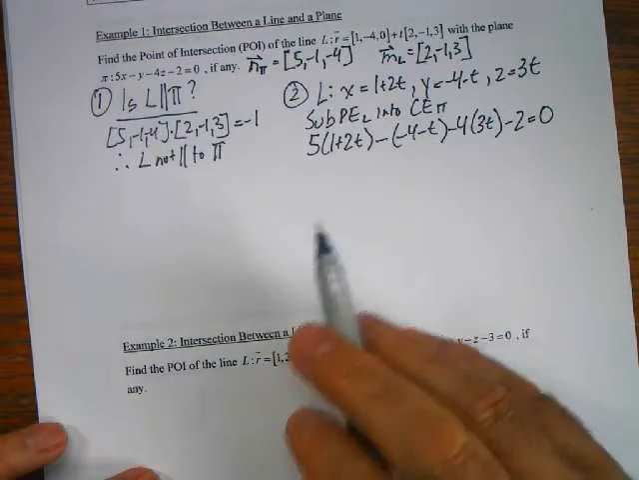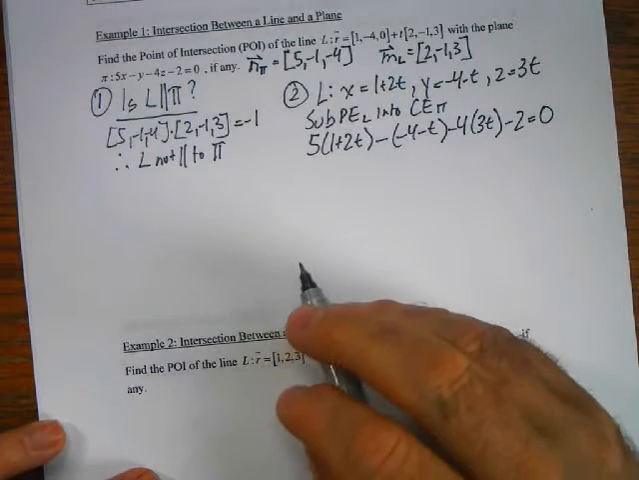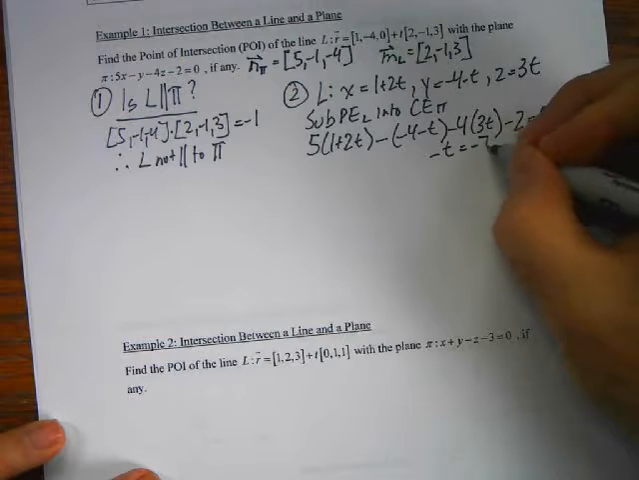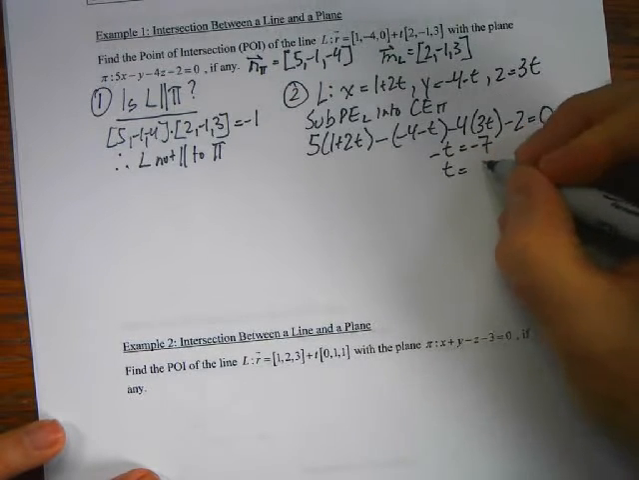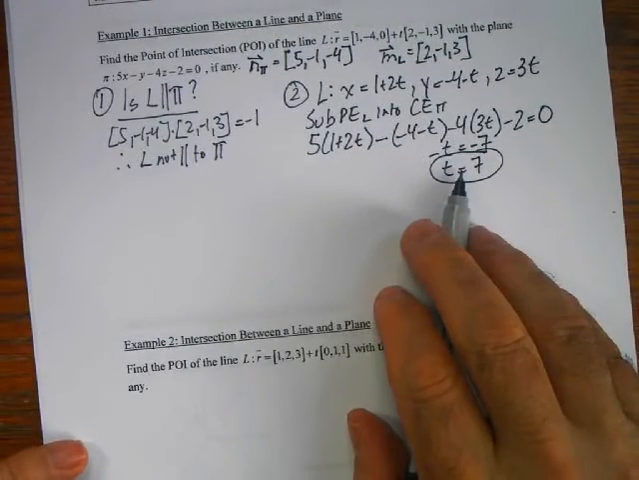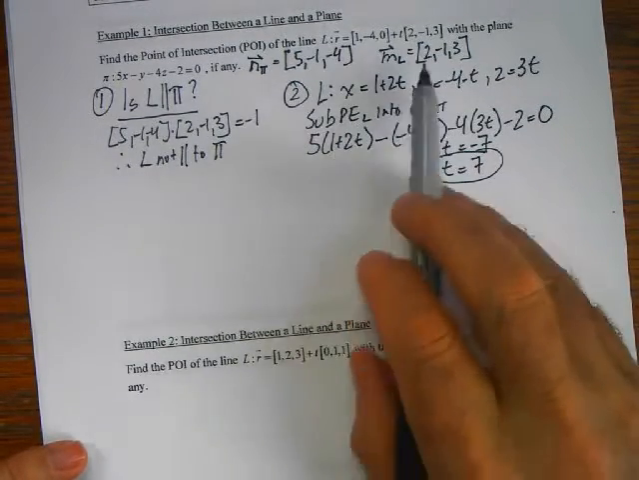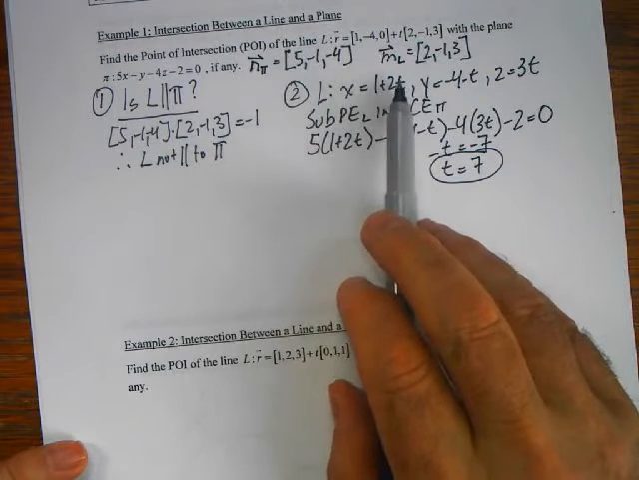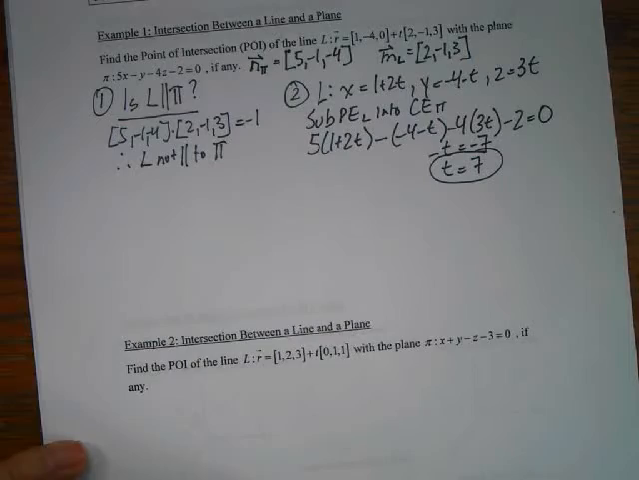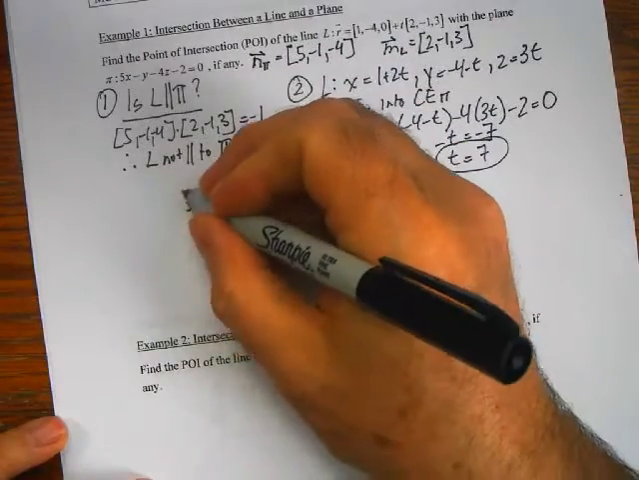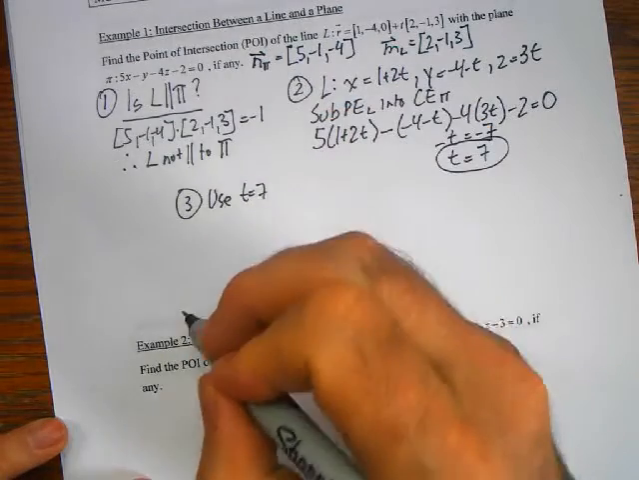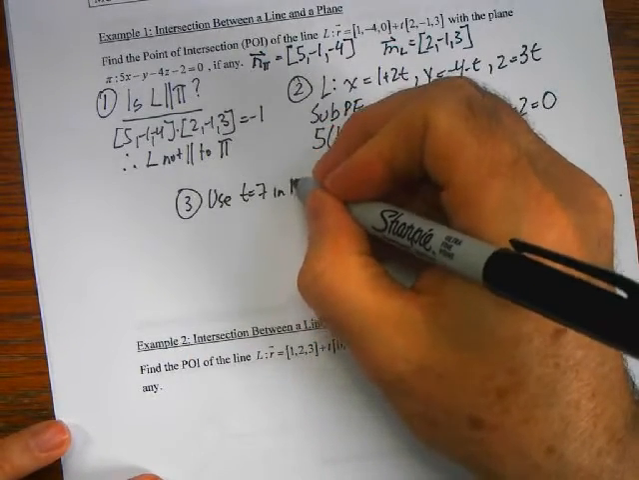I'll skip a few steps here. If I simplify everything, I'm going to get -t equals -7, or t equals 7. That basically gives me the value of t that would be needed to plug into this equation here to make it be on the Cartesian equation of the plane. So now all I do is use the fact that t equals 7 in the parametric equations of the line.